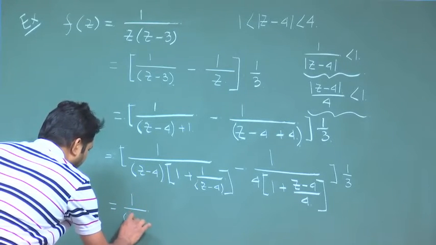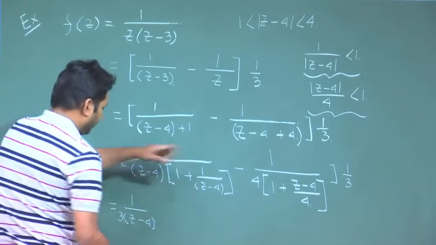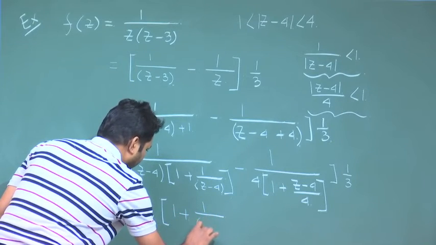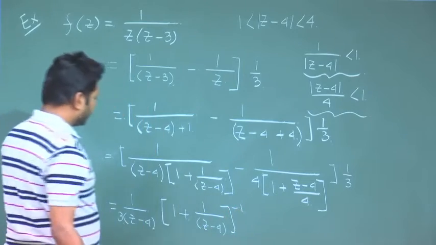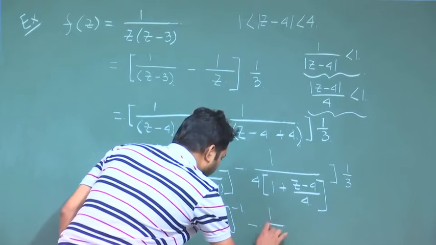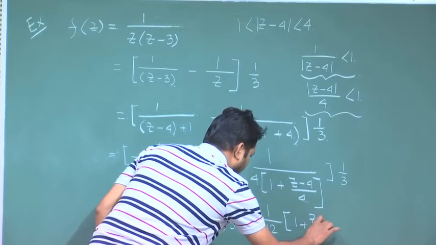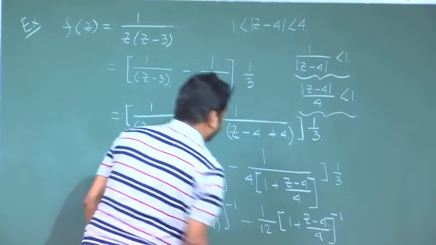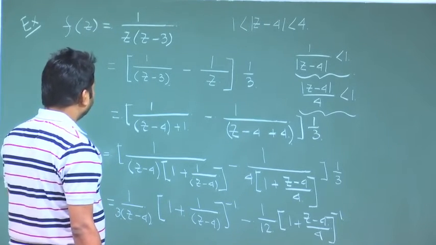So, it will be 1 over 3 (z minus 4), let us put 3 here, and then it will go up. So, 1 plus 1 over (z minus 4), whole to the power minus 1, this is the first term, and the second term will be minus 1 by 12 times 1 plus (z minus 4) divided by 4, whole to the power minus 1. Let us check once again whether everything is correct or not.